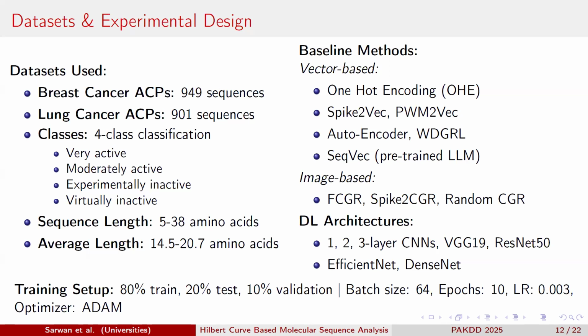We compare against comprehensive baselines, from traditional vector-based methods like one-hot encoding to modern approaches like SeqVec, which is an LLM-based approach for sequences, as well as image-based models like Spike2CGR and FCGR. For deep learning architectures, we tested everything from a simple one-layer CNN to sophisticated models like ResNet50 and EfficientNet. Our training setup used standard practice, 80% for training and 20% for testing. We use the Adam optimizer and did hyperparameter tuning using the validation set, which is basically 10% of the data taken from the training set.